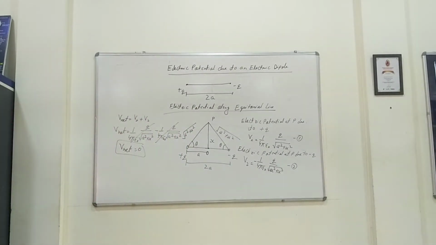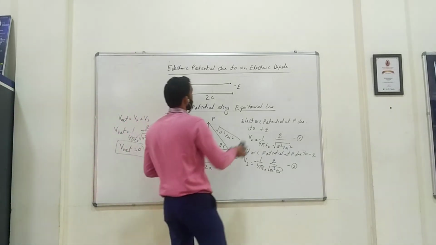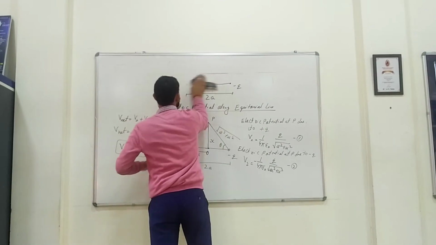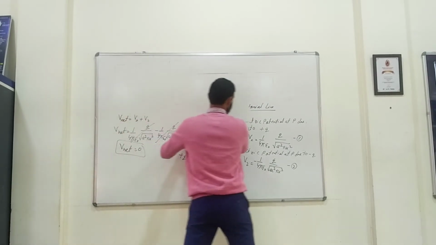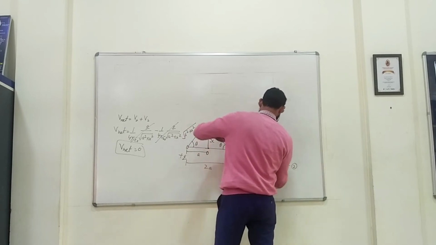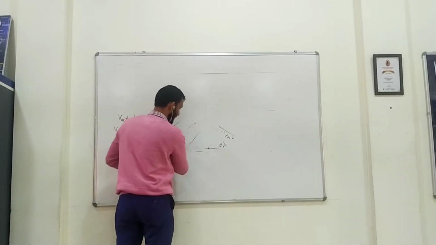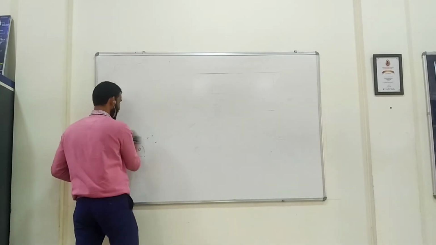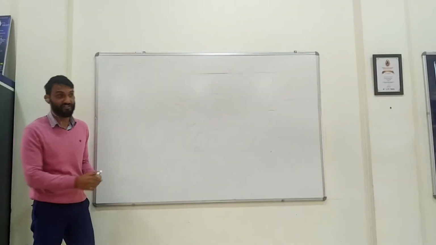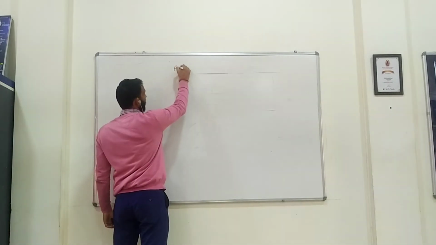So this was the derivation for an electric dipole of the electric potential along the axial line and along the equatorial line. Now next we have to understand an important thing. For this part I am just doing a small derivation, although you should not be worried much about the derivation which I am going to do right now, because you need to just understand the relation between electric field and electric potential.